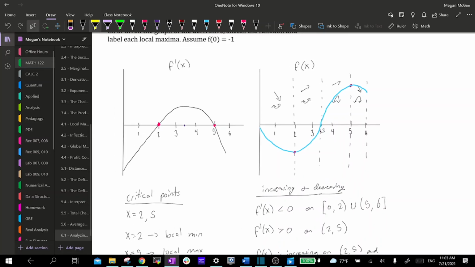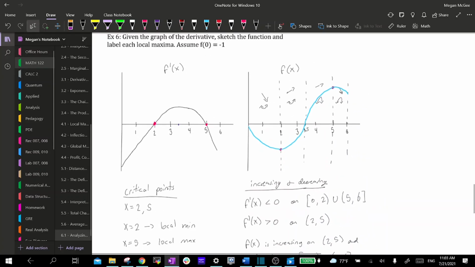And again, we were given f of 0 is equal to -1, so we could find our y values for both our local max and our local min. I encourage you to practice and see if you can come up with that.